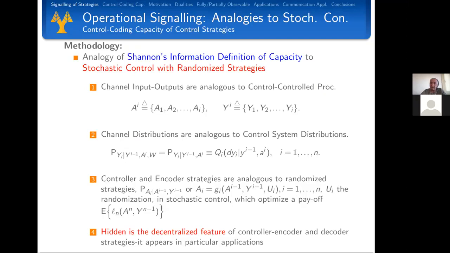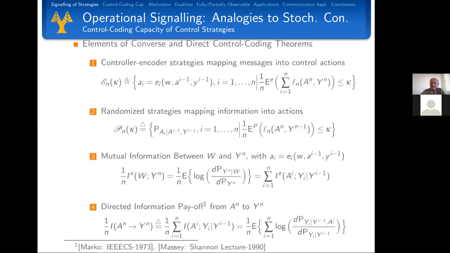So this feature, although it's not apparent sometimes, comes out in real applications when you try to solve specific problems. So what are the elements of establishing a converse and a direct control coding theory? I'll just do some review of this. If I call the encoder the controller encoder, that means controller encoder strategies map messages into control actions. And usually there is a power associated with the transmission cost at the transmitter. This power, of course, is the payoff of control if somebody was doing simply control.